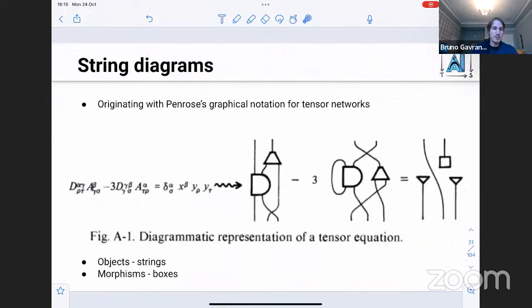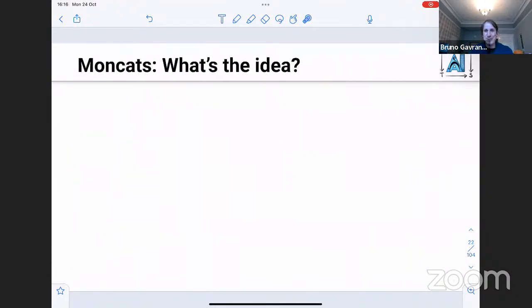Really, they originated quite a few years back with Roger Penrose and his graphical notation for tensor networks. Since then, this language has been generalized and appropriated and started to be used in many different disciplines. So as I said, we're going to think about objects in a category as strings and morphisms as boxes. But really, before I go into the definition, I want to draw a bit and get you a sense of what we're trying to do.